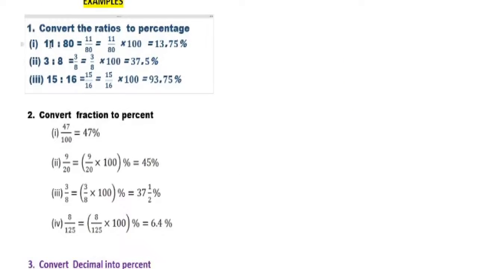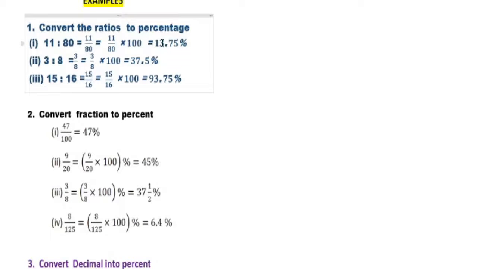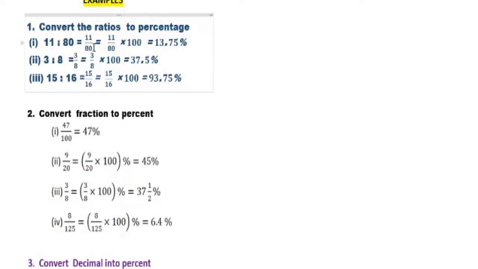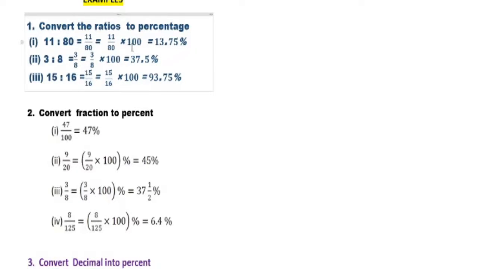In the first example we will see convert the ratio to percentage. That is, a ratio is given, we have to convert the ratio into percentage. So the first ratio is 11:80. 11:80 you can write as 11/80. That is, every ratio you can write as a fraction. Now you multiply it by 100. So 11/80 into 100 is equal to 13.75%.